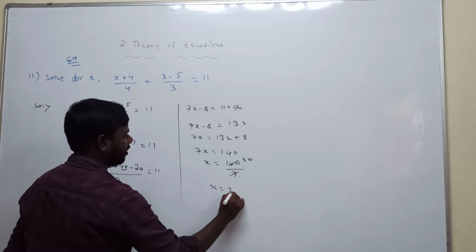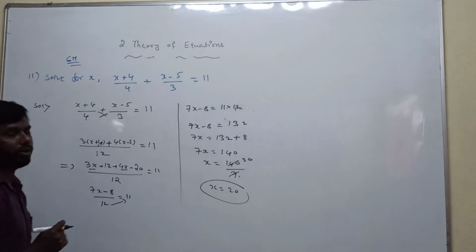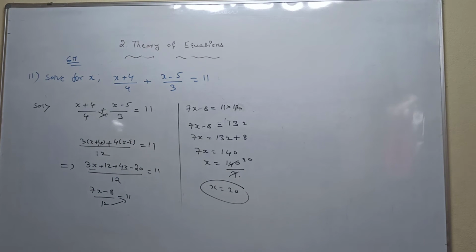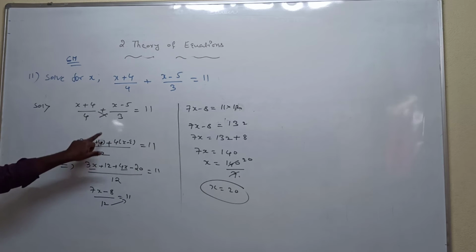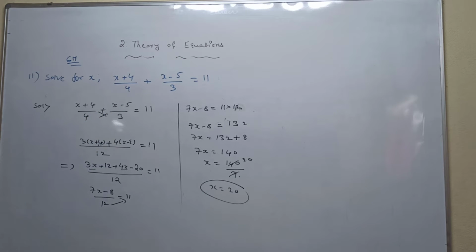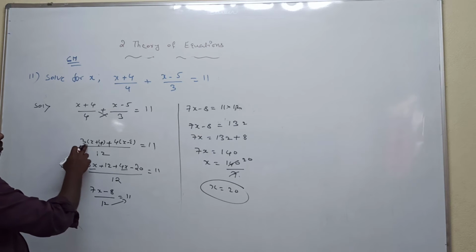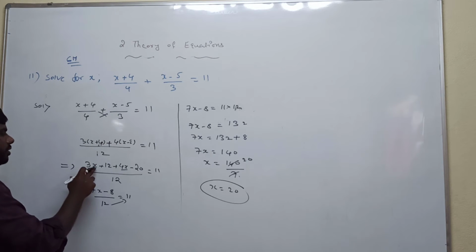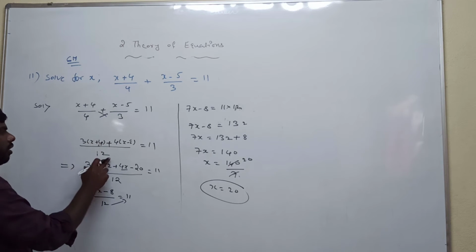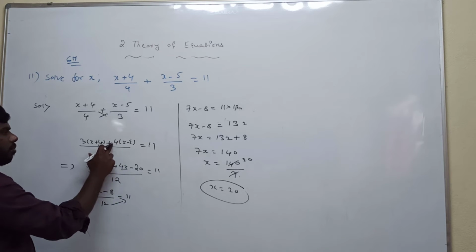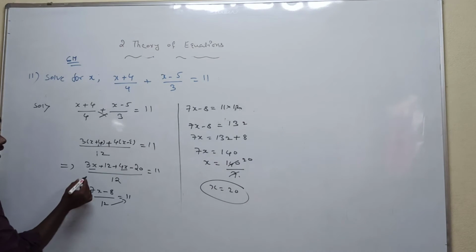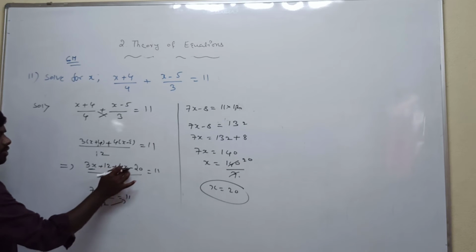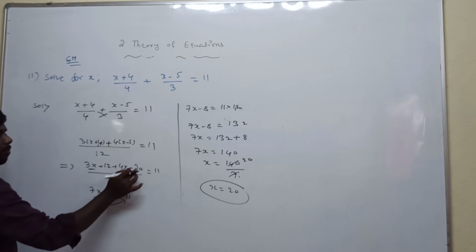So finally we got the x value. Everyone understood? What are the given equations? As it is, take the LCM of 4 and 3, which is 12. Cross product: 3 into (x plus 4) plus 4 into (x minus 5), by 12, is equal to 11. So simplify the numerator values. 3 into x is 3x, plus 3 into 4 is 12, plus 4 into x is plus 4x, plus into minus is minus, 4 into 5 is 20.